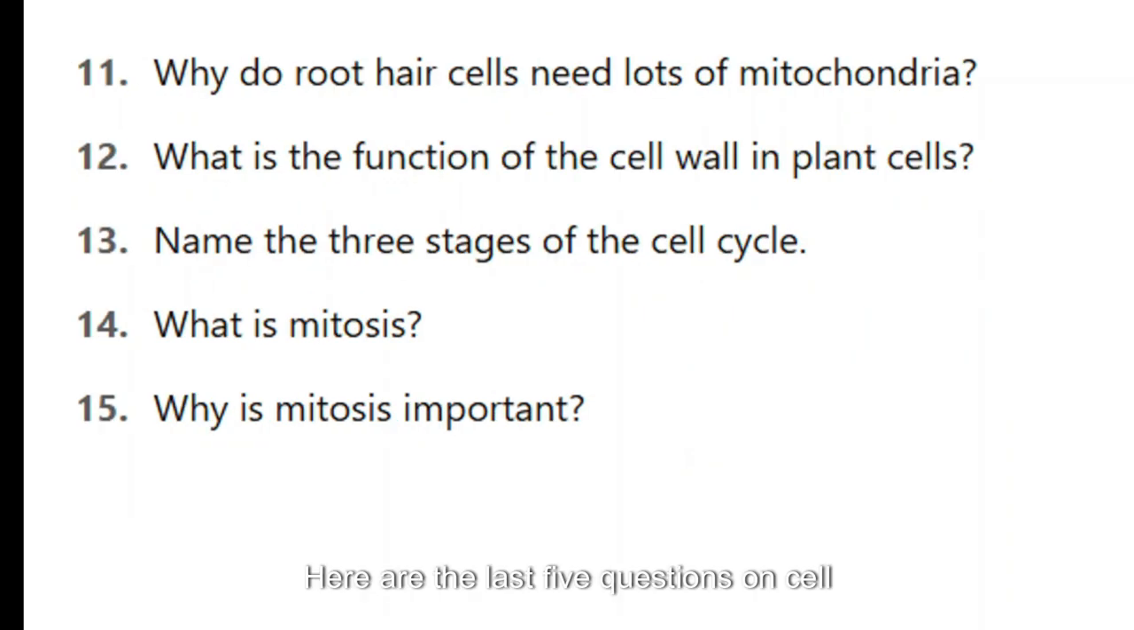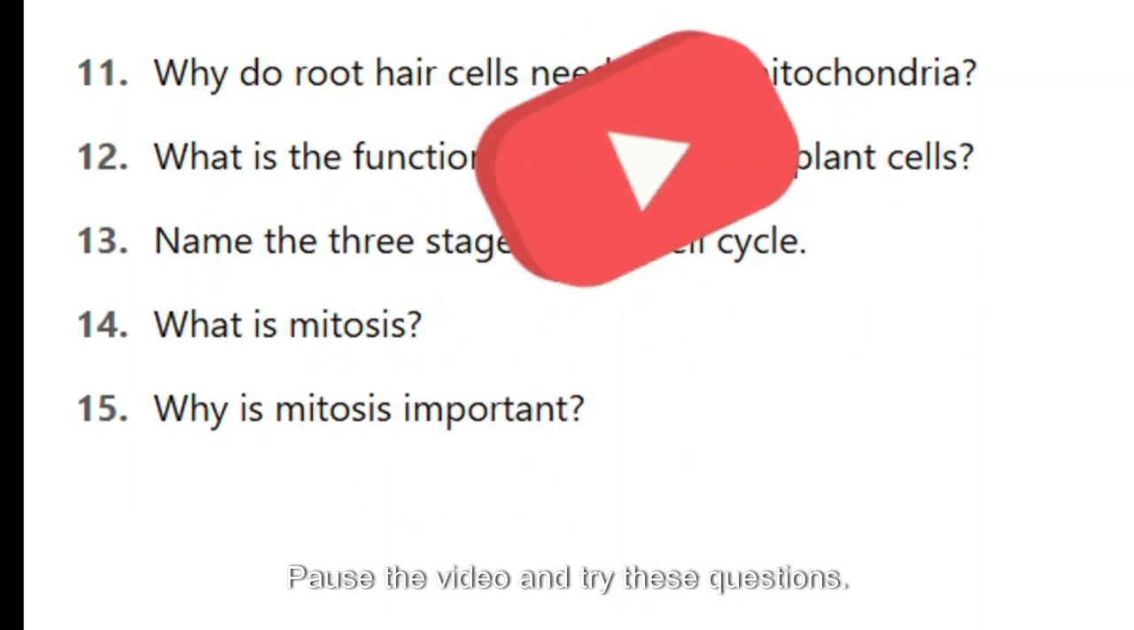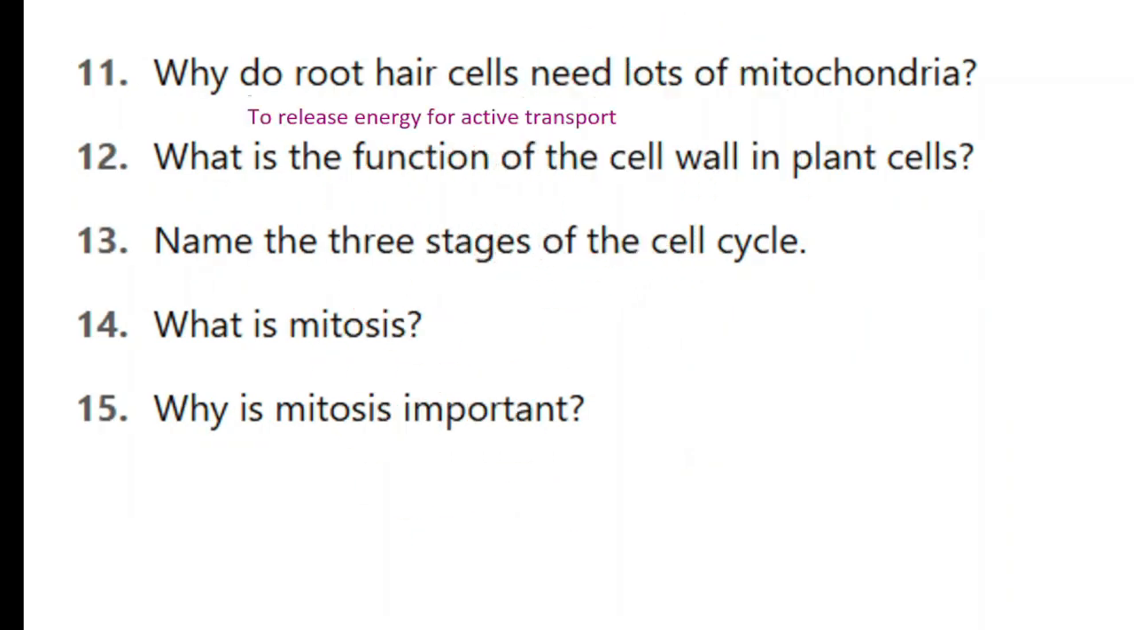Here are the last 5 questions on cell biology. Pause the video and try these questions. Here are the answers. Why do root hair cells need a lot of mitochondria? Now remember, mitochondria are the organelles where energy is released. So why do root hair cells in particular need more of them? To release energy for active transport.